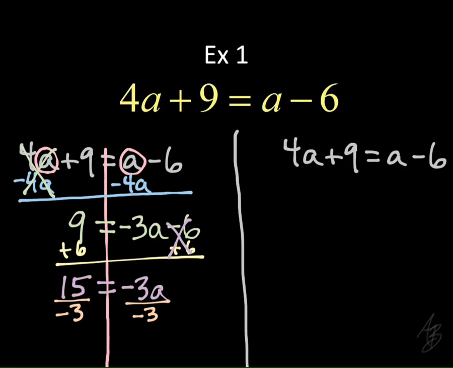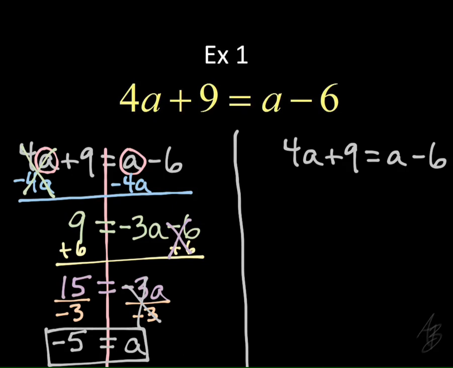And when we do that, what do we have left on the left side? 15 divided by negative 3. Nope. Negative 5. And on the right side, the negative 3 and negative 3's cancel. What's left? A. Okay. Everybody okay with that?